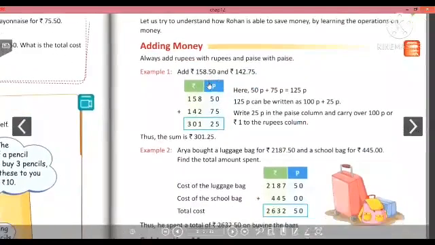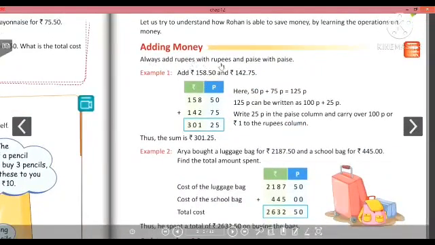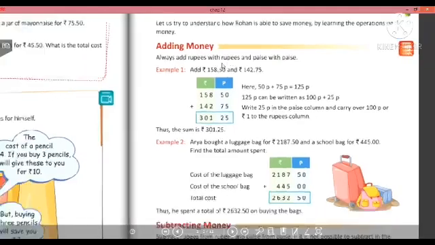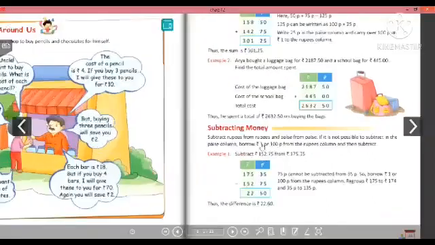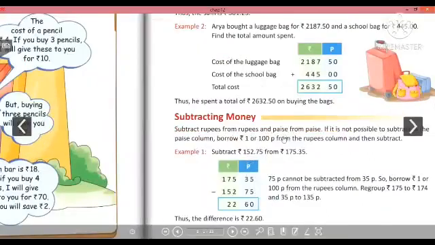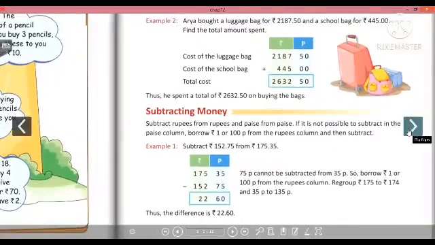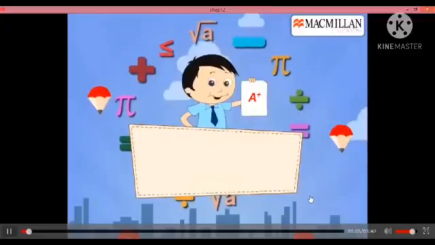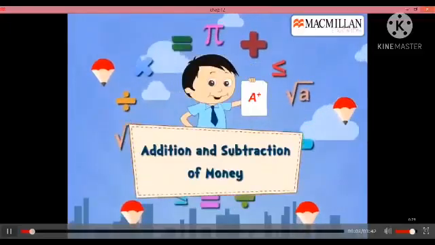The basic thing we should remember is that we always add rupees with rupees and paise with paise. Same is the case for subtraction of money: we subtract rupees from rupees and paise from paise. If it is not possible to subtract in the paise column, we borrow 1 rupee or 100 paise from the rupees column, and then we solve. Let's quickly look at the animation to understand this concept. In this module, we will learn to perform addition and subtraction of money.